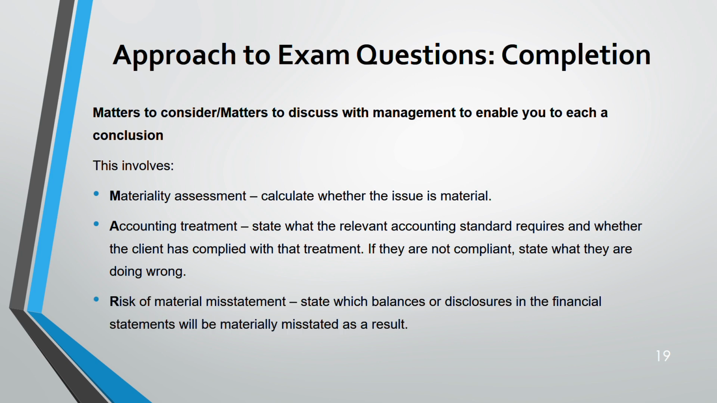Next, third one is risk of material misstatement. What could be the risk of this material misstatement? State which balance or disclosure in the financial statements is going to be materially misstated. You have to be very clear. Don't give a general answer. Specifically, you have to say which balance or disclosure is going to be materially misstated.